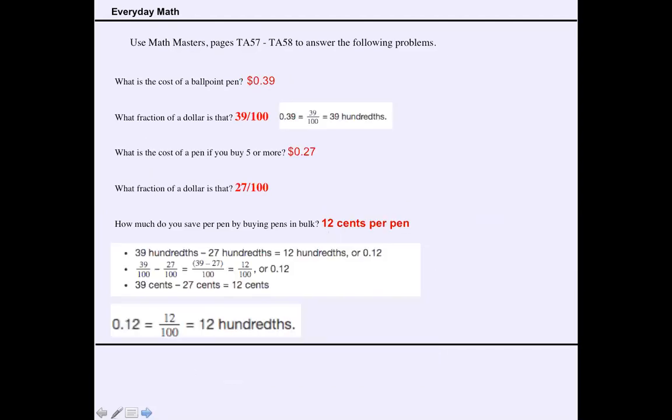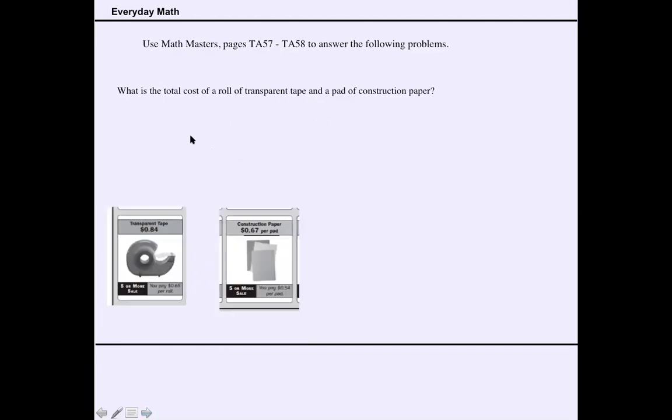Let's move on to the next slide. Here are answers. Same thing that I just did. We could subtract the fractions, or we could do it in words. 39 cents minus 27 cents equals 12 cents. What is the total cost of a roll of transparent tape and a pad of construction paper? So I see here, transparent tape. They're not talking about bulk, buying 5 or more. They're just talking about the regular price. So I see that it's 84 cents.